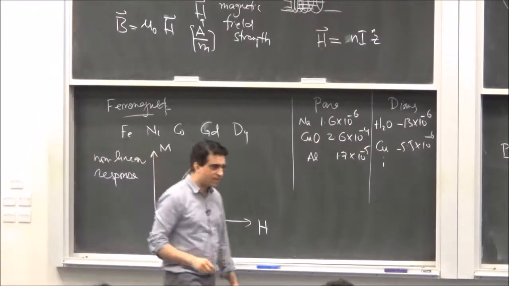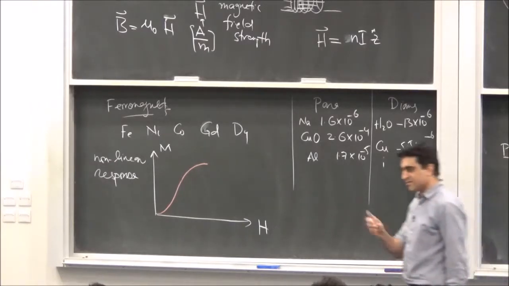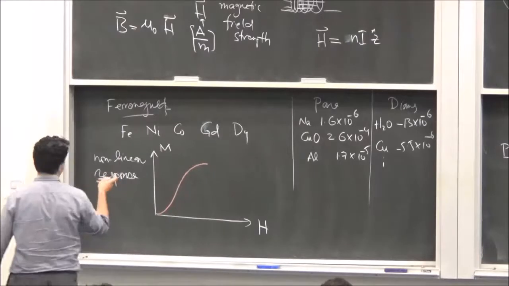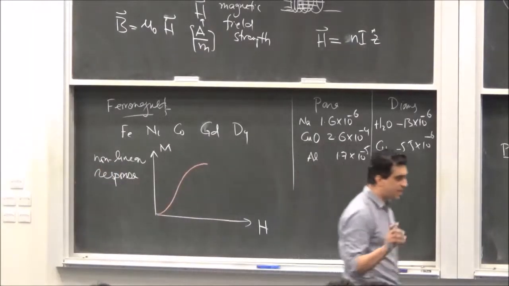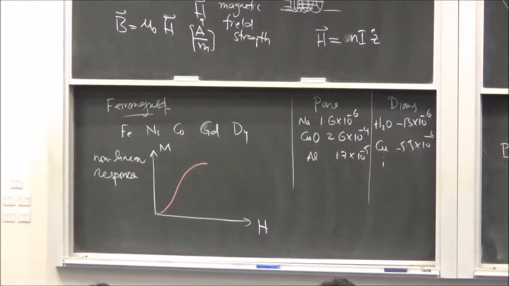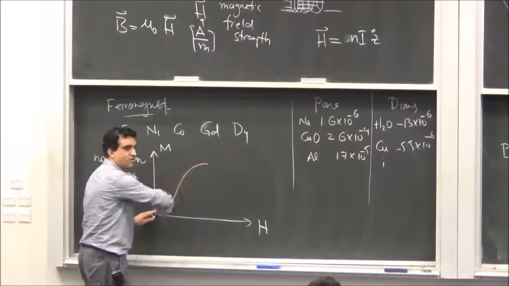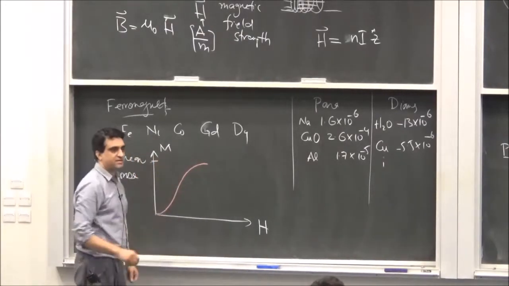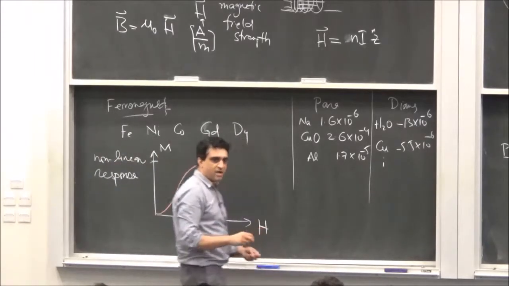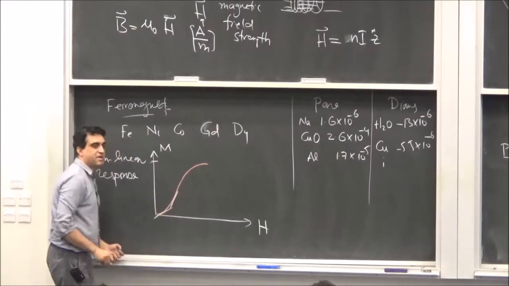Like in control theory, there is a linear control system and a non-linear control system. Anyway, what you have here is that the magnetization has a non-linear response, but more important are the values of magnetization you are getting. So what your chi is, which is the magnetic susceptibility, is given by the slope.